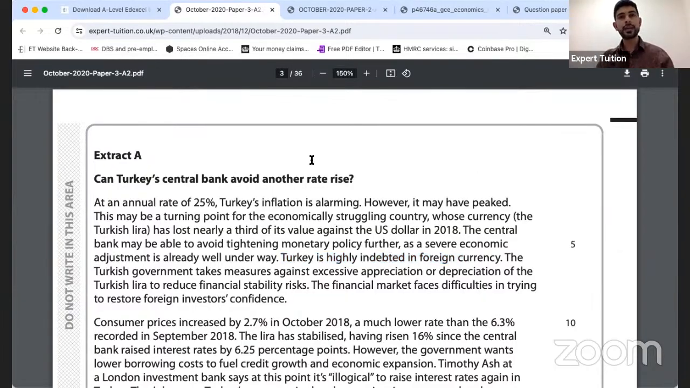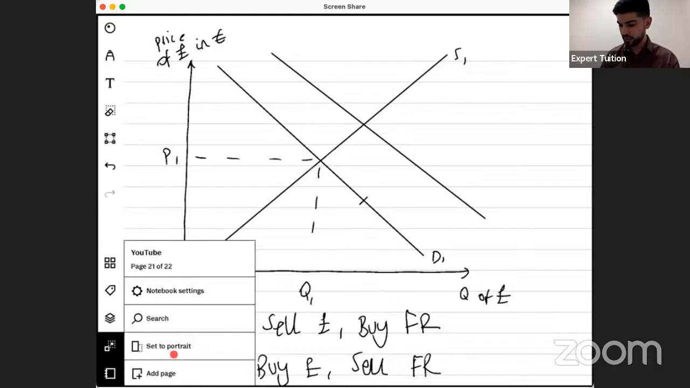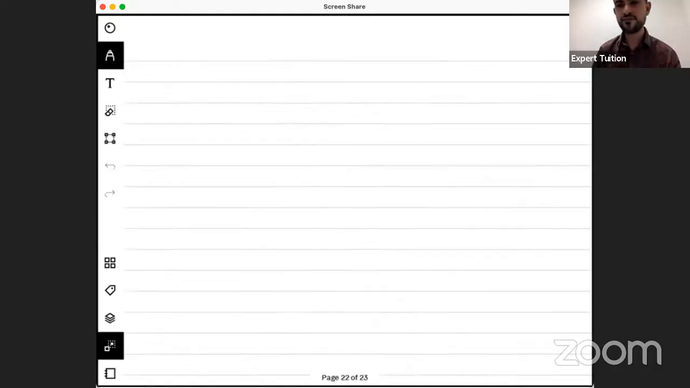And the clue, by the way, again in data, is this. At an annual rate of 25%, Turkey's inflation is alarming. Okay, let's chat. How can I link exchange rates to inflation? In order to do that, let me share my screen. So I'm going to unshare this. I'm going to share you my board. Let's go, people. I think the Red Bull is starting to kick in. I'm getting hyped. So let's talk.